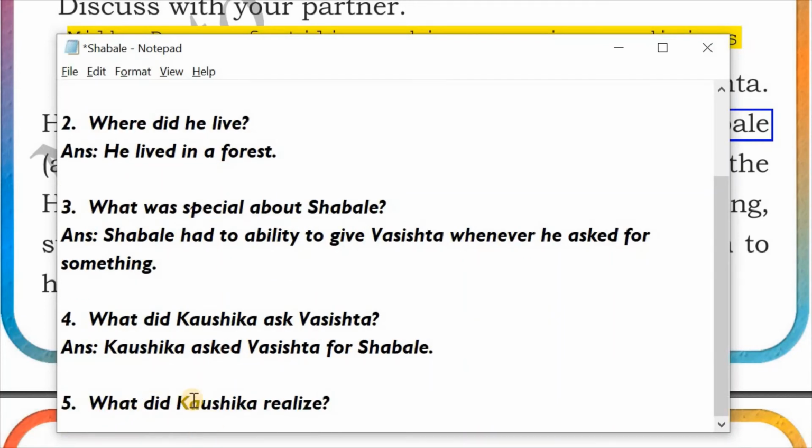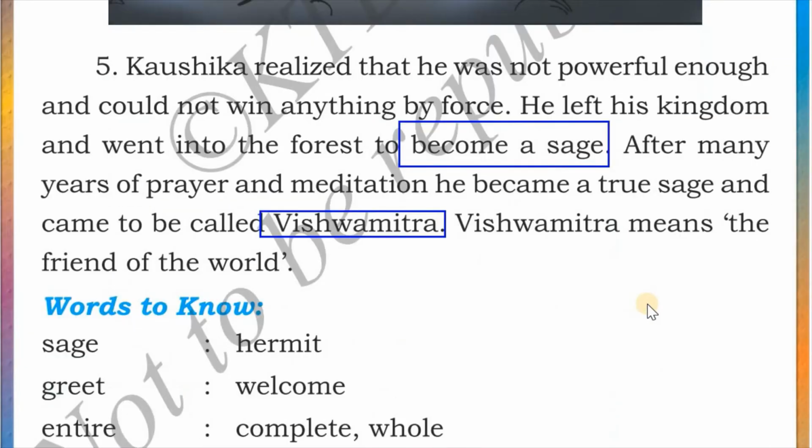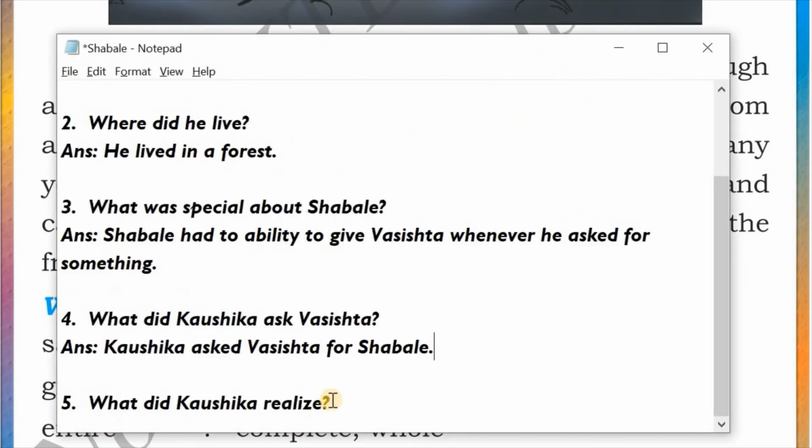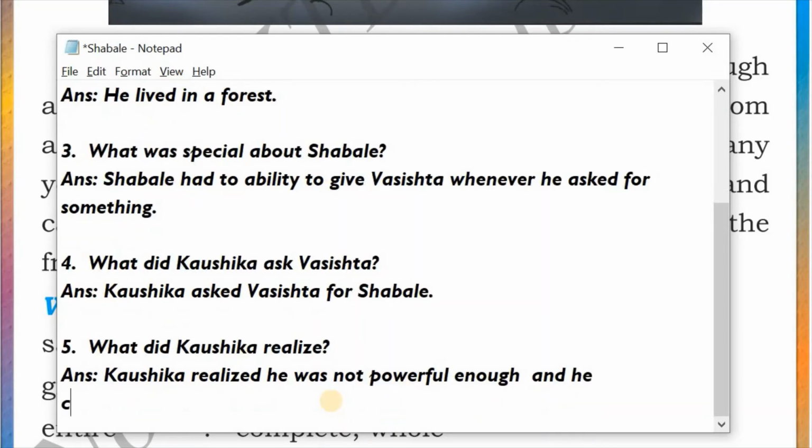Next question. What did Kaushika realize? We are now going to the very end of the lesson, where once Shabale reveals her aggressive form, Kaushika realizes that he was not powerful enough and he could not win anything by force.